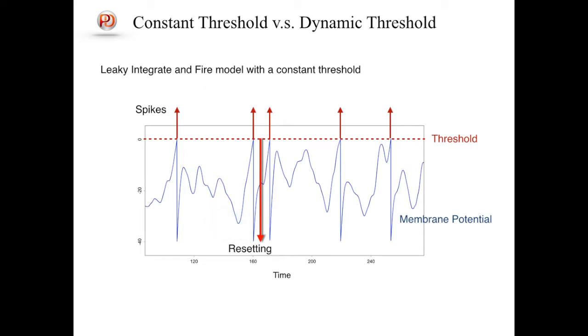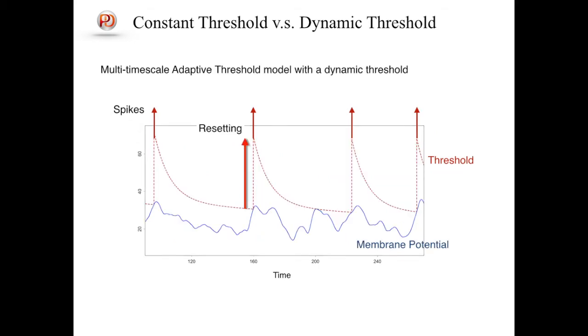In the case of a leaky integrate and fire model, its threshold is a constant value, and after-spike resetting on the membrane potential is considered. In contrast, in the case of a MAD model, its threshold is dynamic, and after-spike resetting happens on the threshold. Multi-timescale means that the decay of the threshold after resetting is defined by multiple exponential functions.